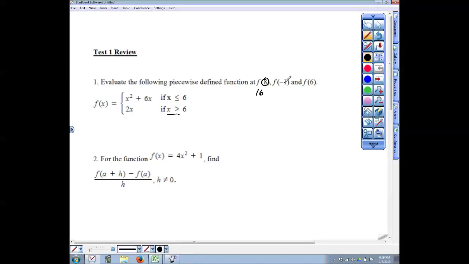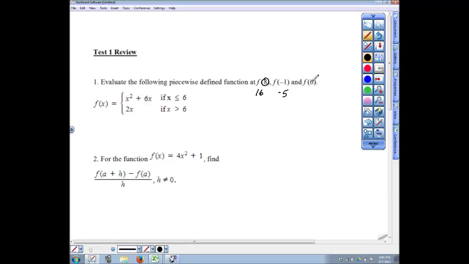For the next one, f of -1 would fit into this piece, because x is less than or equal to 6. So you take a -1 and place it into the top piece. -1 squared is 1. 6 times -1 is -6. 1 plus -6 is -5.